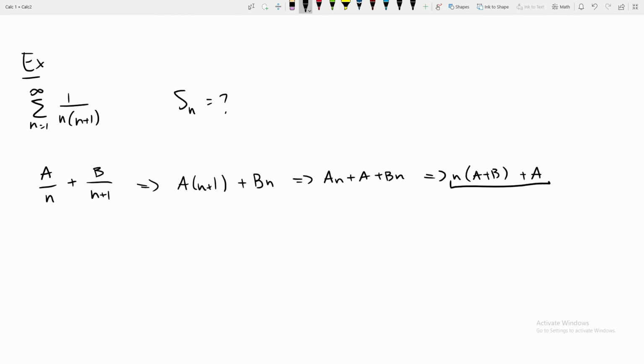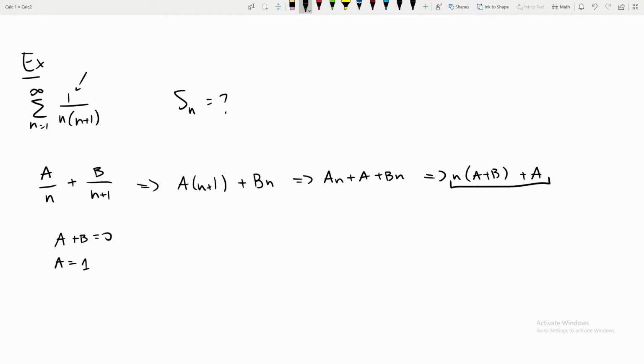Now this would be the expression for the numerator, and as we can see, the numerator is supposed to equal 1. So we know that a plus b is equal to 0, and that a is going to equal 1. If this seems foreign to you, I really suggest you go back to the integration by partial fractions video.